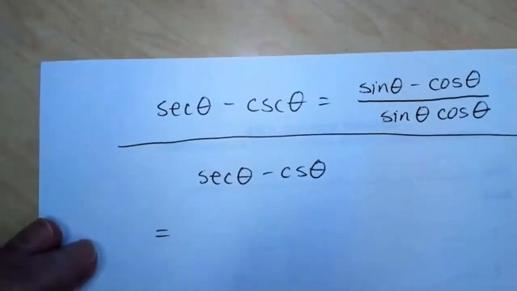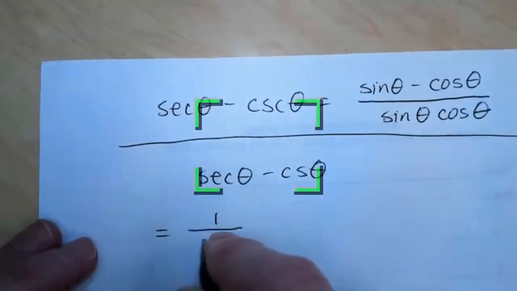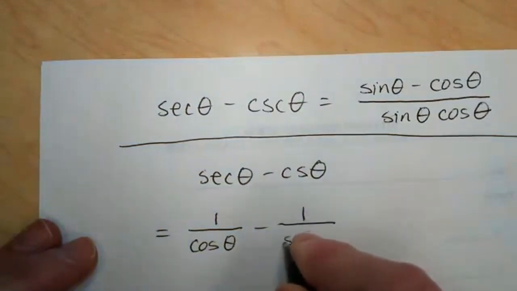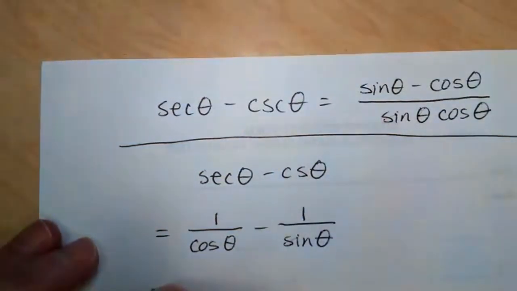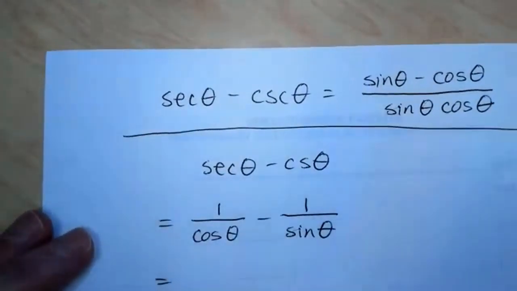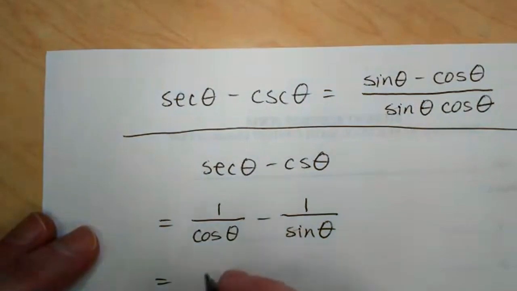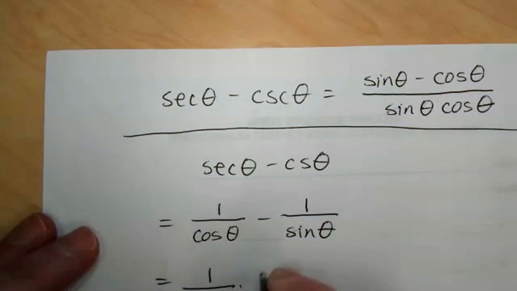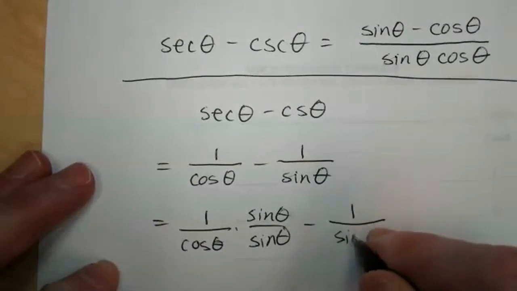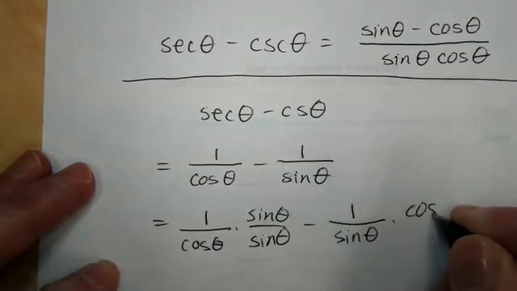way to start. So I'm going to start by making this into an expression with sines and cosines. And now I see that I'm subtracting fractions, so I want to go about trying to do that. So I need to have common denominators. So I'm going to multiply this first fraction by sine over sine. And I'm going to multiply the second fraction by cosine over cosine.